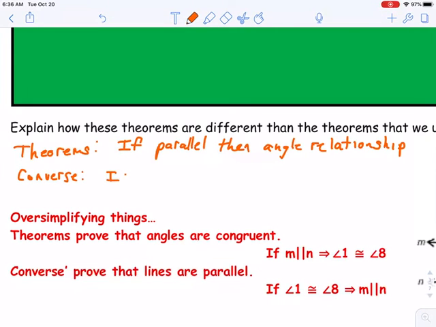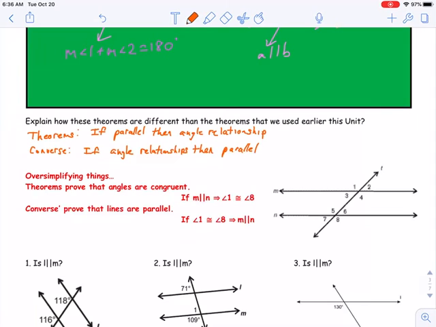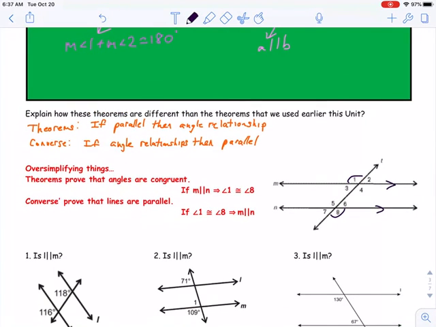The converse, say if angle relationships, then parallel. All right, and again, oversimplifying, theorems prove the angles are congruent or supplementary, but I just wrote congruent for this particular case. So it's saying if these lines are parallel, 1 and 8 are congruent. But the converse proves that lines are parallel. If 1 and 8 are congruent, then the lines must be parallel. All right, that's it.